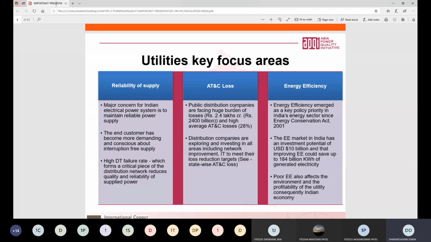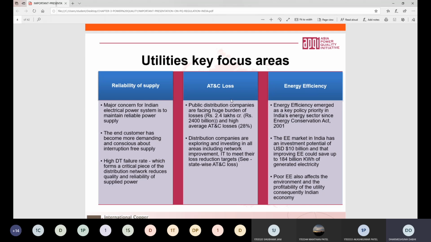You can see the figure, 2.4 lakh crore. That figure is of 2015, and you can see that it is 28% of the total power transmitted. So a very huge loss happens because of these AT&C losses. These are very major problems in India. Distribution companies are exploring and investing huge money in network improvement, IT, and loss reduction. All of these companies are facing this problem, so they are focusing on reducing all these losses so that they reduce the burden.